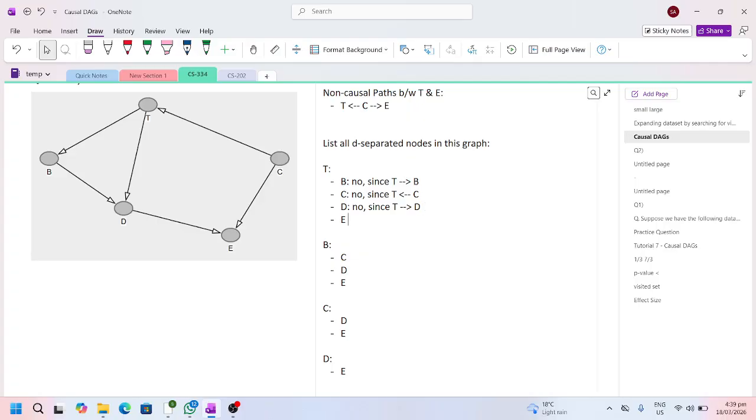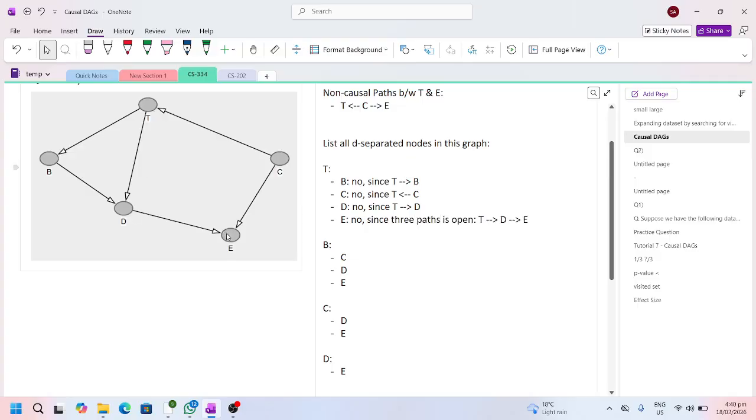Lastly, you have E. Are T and D independent of each other? Are they d-separated? No. Why not? Because T goes to D goes to E. Perfect. So this is one path open between them. T goes to D, goes to E. Interestingly, another path is also open: T to B, B to D, and D to E. Oh my bad, three paths are open. This C one is open in fact. C to D, then there'll be one more. Yeah, three paths are open.